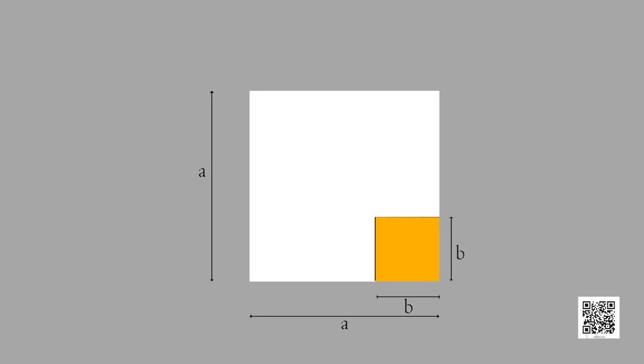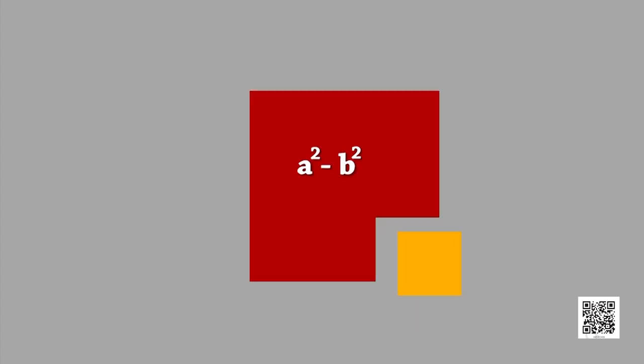Let us see the geometrical interpretation of identity 3, that is (a plus b) times (a minus b) is equal to a square minus b square. Consider the square of length a. Choose the length b along any two adjacent sides of the square as shown in the figure. Make a square of length b as shown in the figure. Now, cut the small square from the big square. Can you guess what would be the area of the remaining part? Good. It is a square minus b square.